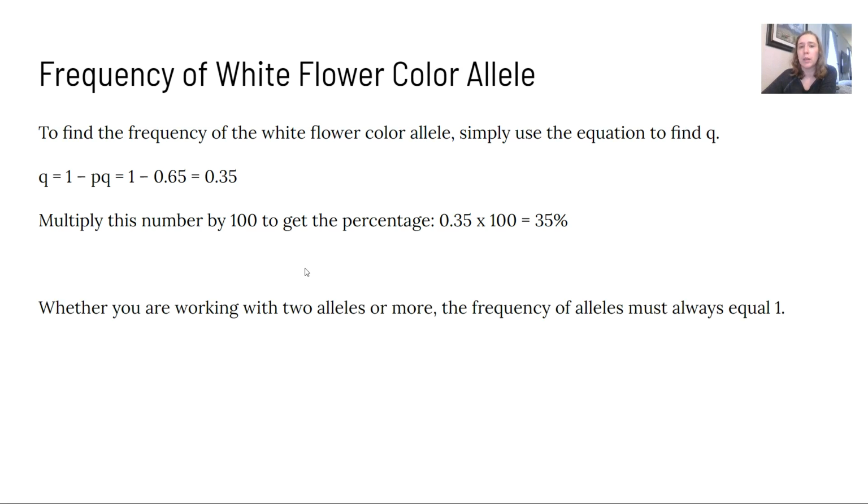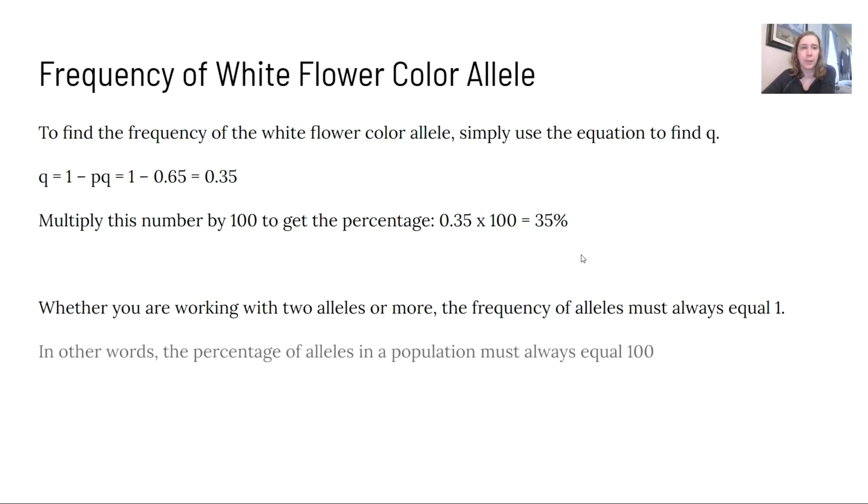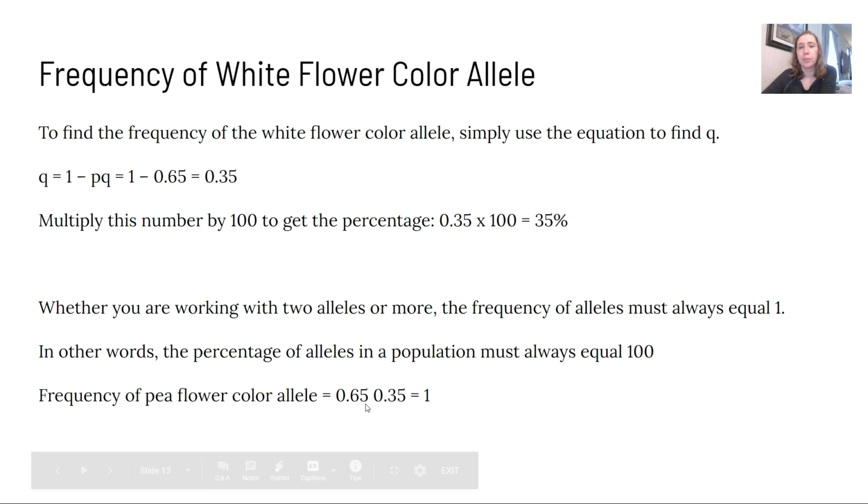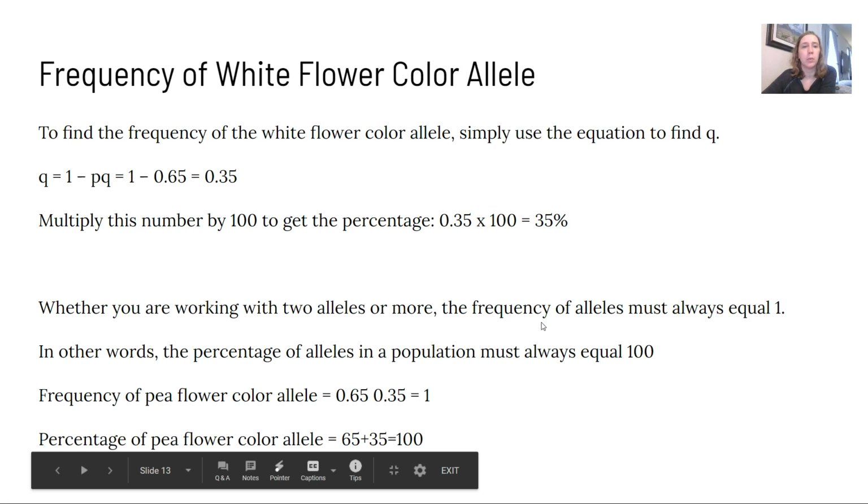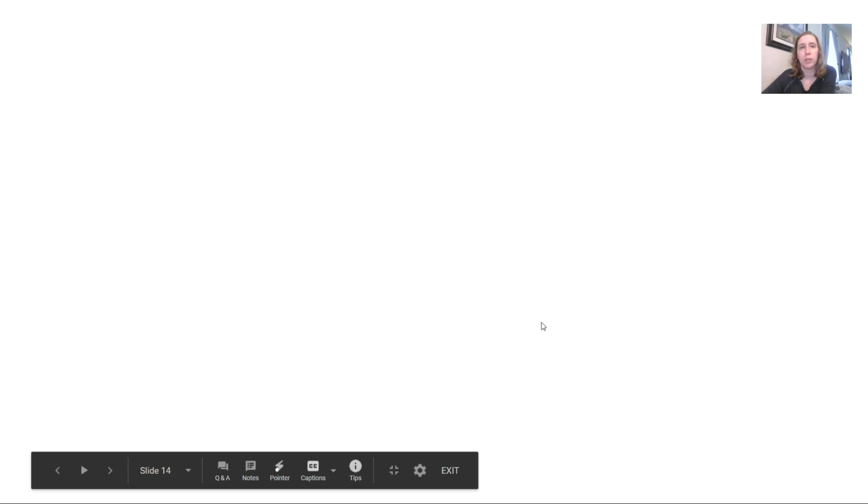So whether we're working with 2 alleles or more, the frequency of alleles must always equal 1. 35 plus 65 equals 100, or 0.65 plus 0.35 is going to equal 1. So the percentage of alleles in a population must always equal 100. Our frequency of P flower color allele plus Q, we add these two, right, is equal to 1, or percentage is 100.